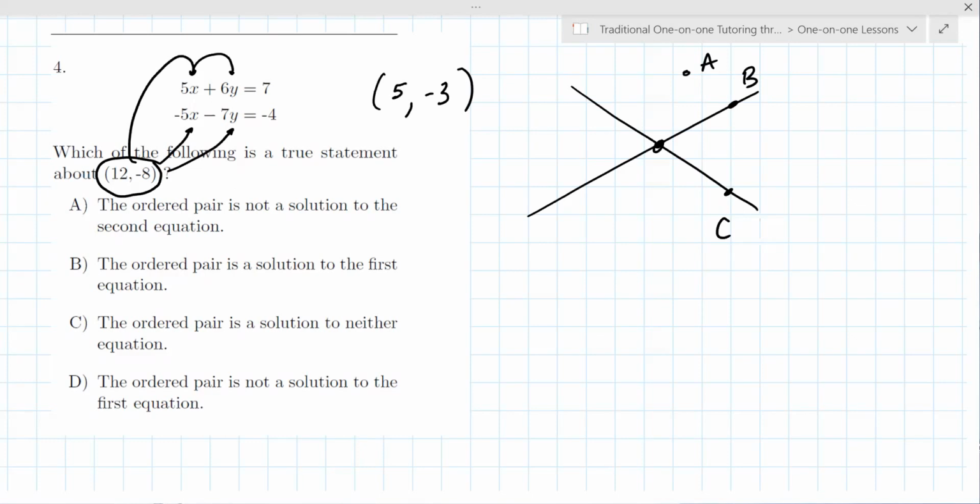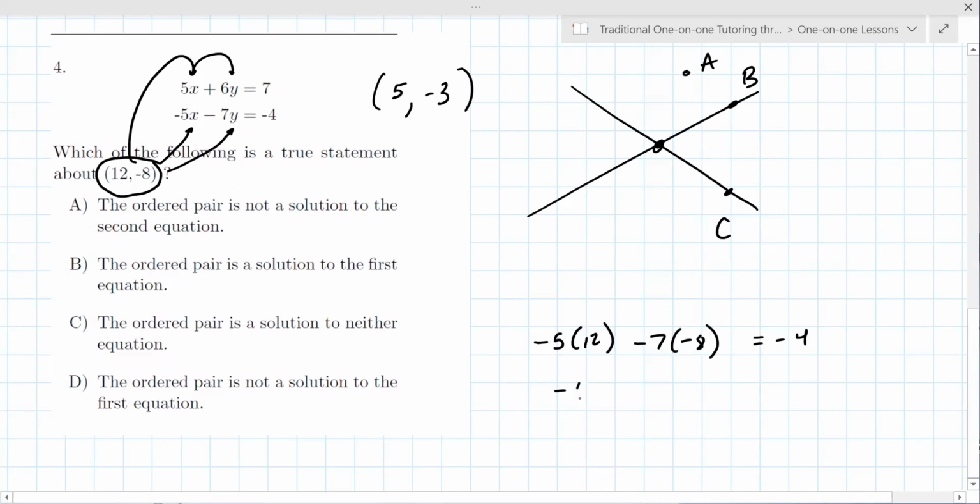Yeah, so I don't believe it actually works in either one, because 5 times 12 is 60. That's 48. So when you subtract them, you don't get 7. Minus 60. Wait a second here. Maybe I did that wrong. So minus 5 times 12 minus 7 times minus 8. Does that equal -4? So that's -60. 7 times 8 is positive 56. So it does work in that second one.